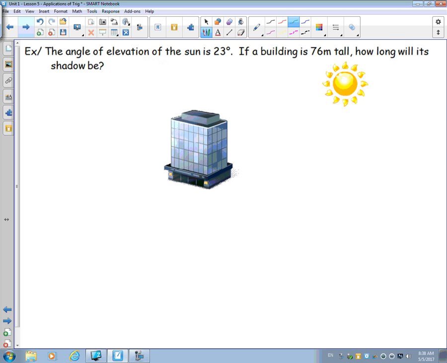So let's start with our basic question. The angle of elevation of the sun is 23 degrees. If the building is 76 meters tall, how long will its shadow be? So if we had the sun and it was shining on this building, it would create a shadow over here. In other words, a right triangle. Okay? For our purposes, we always assume buildings and people and trees are straight up and down, forming right angles.